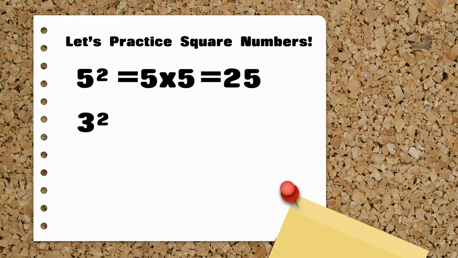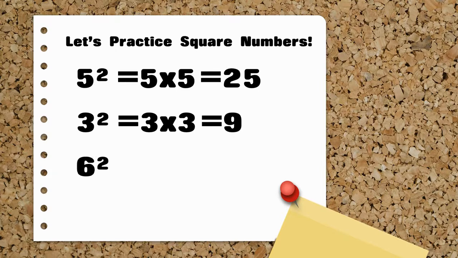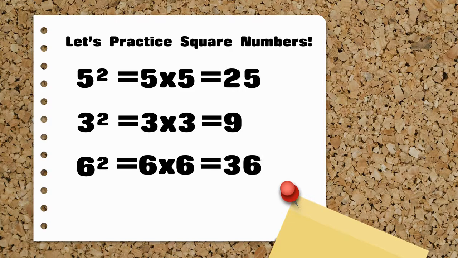Let's look at this one. 3 to the second power. Remember, that's not us saying 3 times 2, but that's us saying 3 times 3, which is equal to 9. Let's try this one. 6 to the second power. The power of 2 lets me know how many times I'm multiplying my base number. And because my base number is 6, I'm multiplying 6 times 6, which is equal to, that's right, 36.